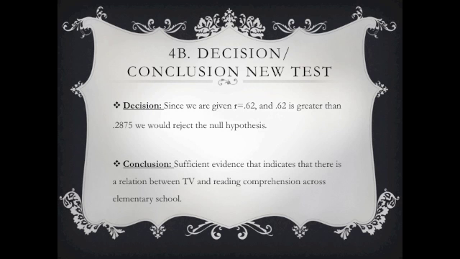Now that we have all this information, we can make our decision and conclusion. Since we are given r is equal to 0.62 and 0.62 is greater than 0.2875, we would reject the null hypothesis. We can then conclude that there is sufficient evidence that indicates that there is a relation between TV and reading comprehension across elementary school.